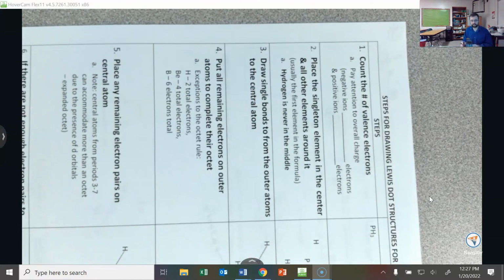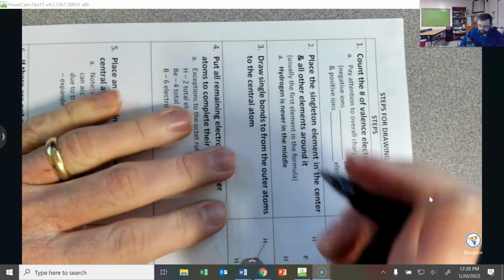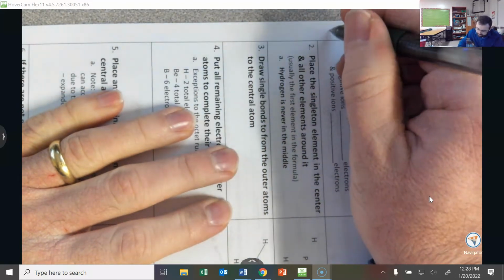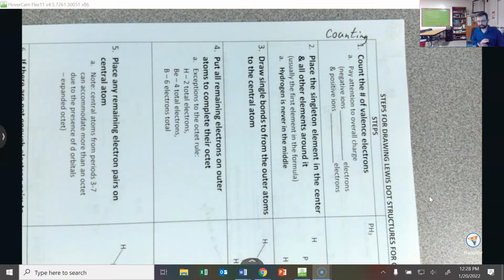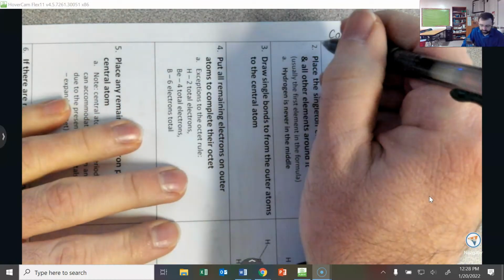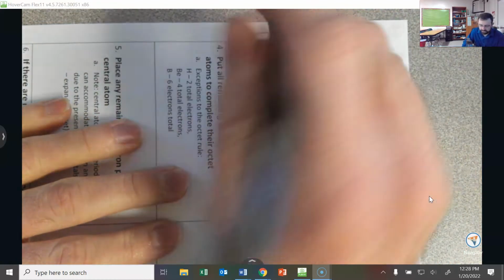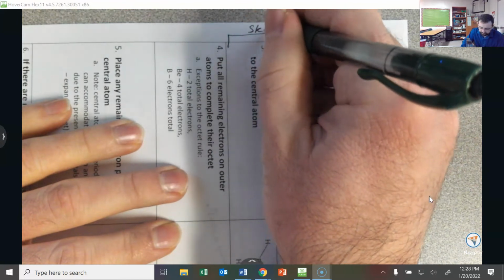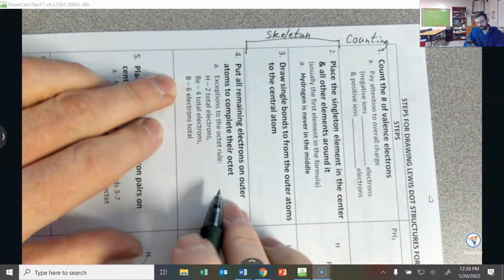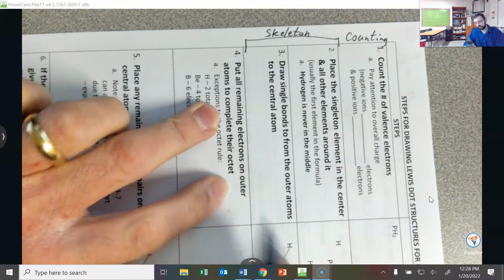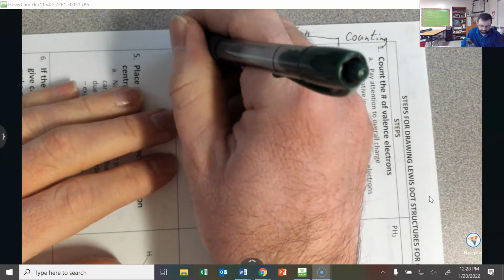All right, so let's go into how to draw Lewis structures. Turning your notes sideways, I like to break these steps into something a little more memorable. So the first step is our counting step, or you could say your math. We're going to do a little bit of math there, not much. Steps 2 and 3, you combine those together. That's the skeleton. Step 4, we're going to put all the remaining electrons on the outer atoms. So we're talking about outside atoms. I call them the outsiders.